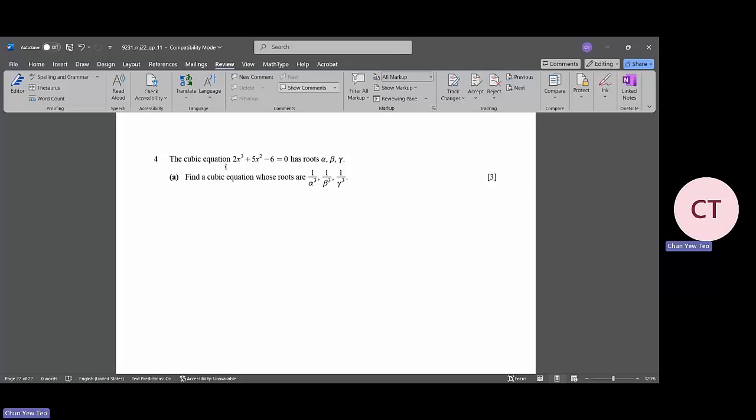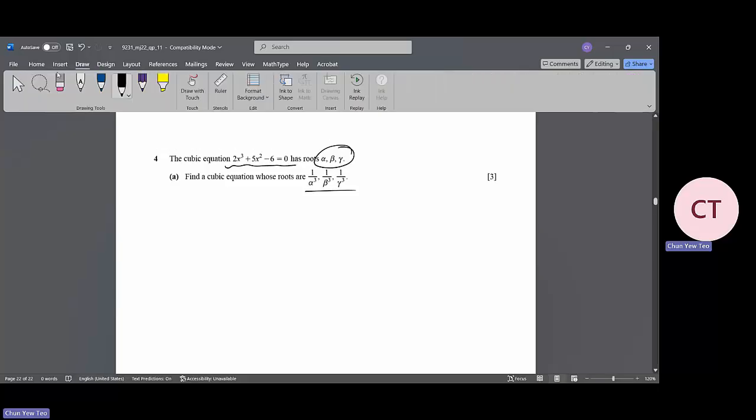The equation 2x cubed plus 5x squared minus 6 equal to 0 has the roots alpha, beta, gamma. Then they want you to find a cubic equation where the roots are 1 over alpha cube, 1 over beta cube, and 1 over gamma cube. So what you need to do is to let y equal to 1 over x cube. That will give you x equals (1 over y) to the power of 1 over 3, or we can write it as y to the power of negative 1 over 3.